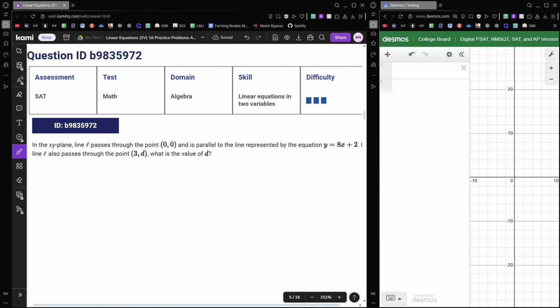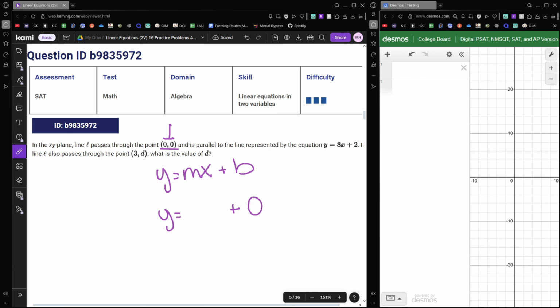Question number 5. In the xy plane, line L passes through that point and is parallel to the line represented by that equation. If line L also passes through the point (3, d), what is the value of d? Let's go ahead and write the equation for line L. The equation of any line is y equals mx plus b, where m is the slope and b is the y-intercept. They tell us that line L passes through the point (0, 0), which is the origin. This also means that the y-intercept is going to be 0, so we know that b is equal to 0.